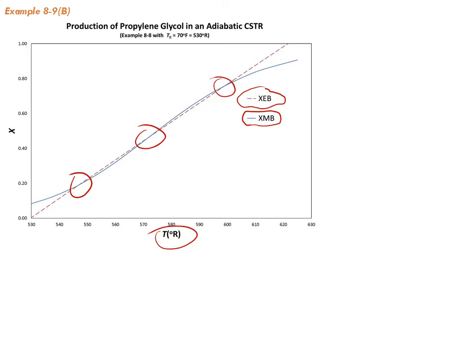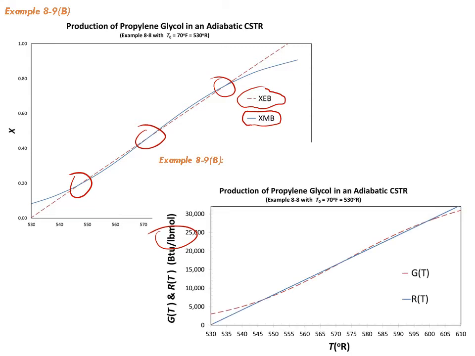Okay, we can actually solve the same problem by solving the combined energy and material balance, where we can plot G(T), the heat generated, and R(T), the heat removed, versus temperature. Again, we can see that we have the same three steady states.